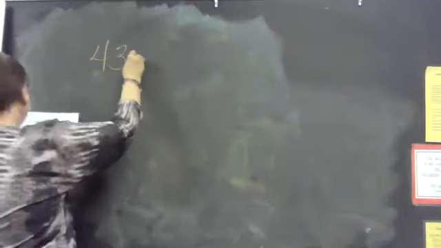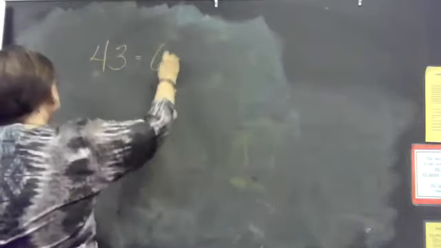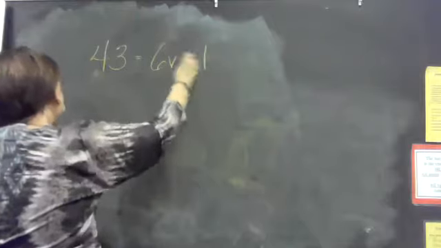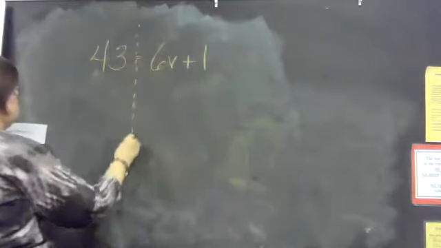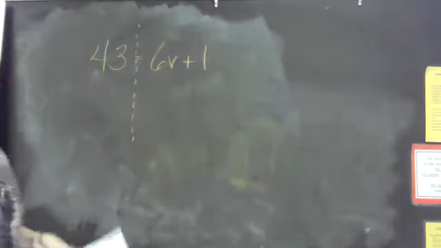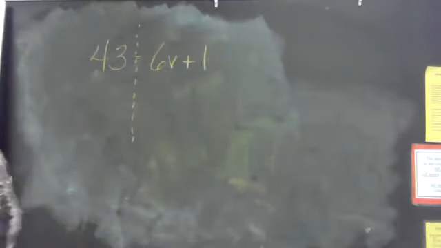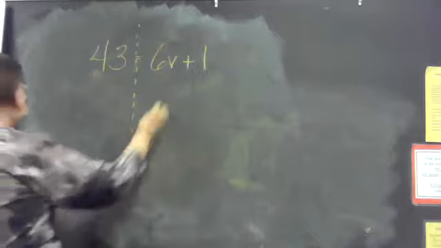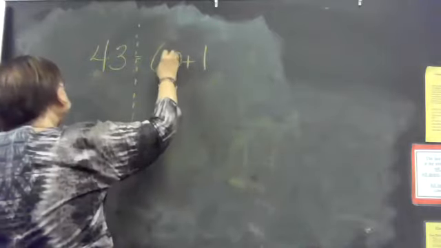Let's do number 6 on the first page of the 2-step equations. Packet 3, page 1, number 6. 43 equals 6v plus 1. Okay. Now in this case, the rules are still the same. Line down through the equal sign, circle the variable.